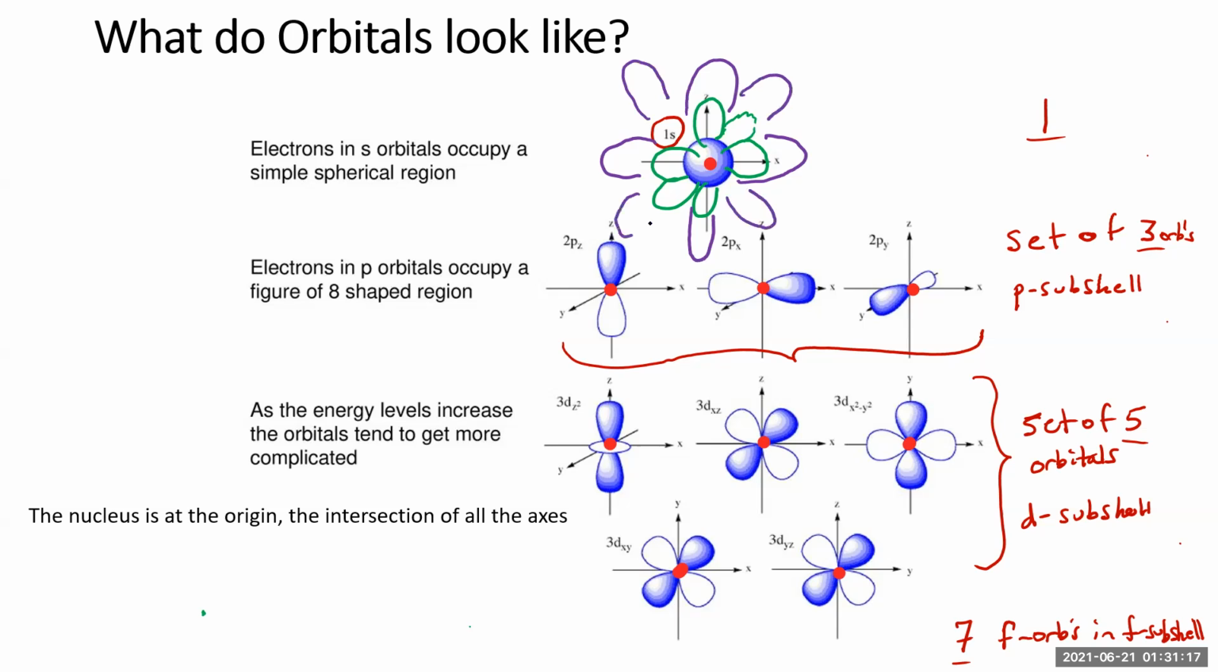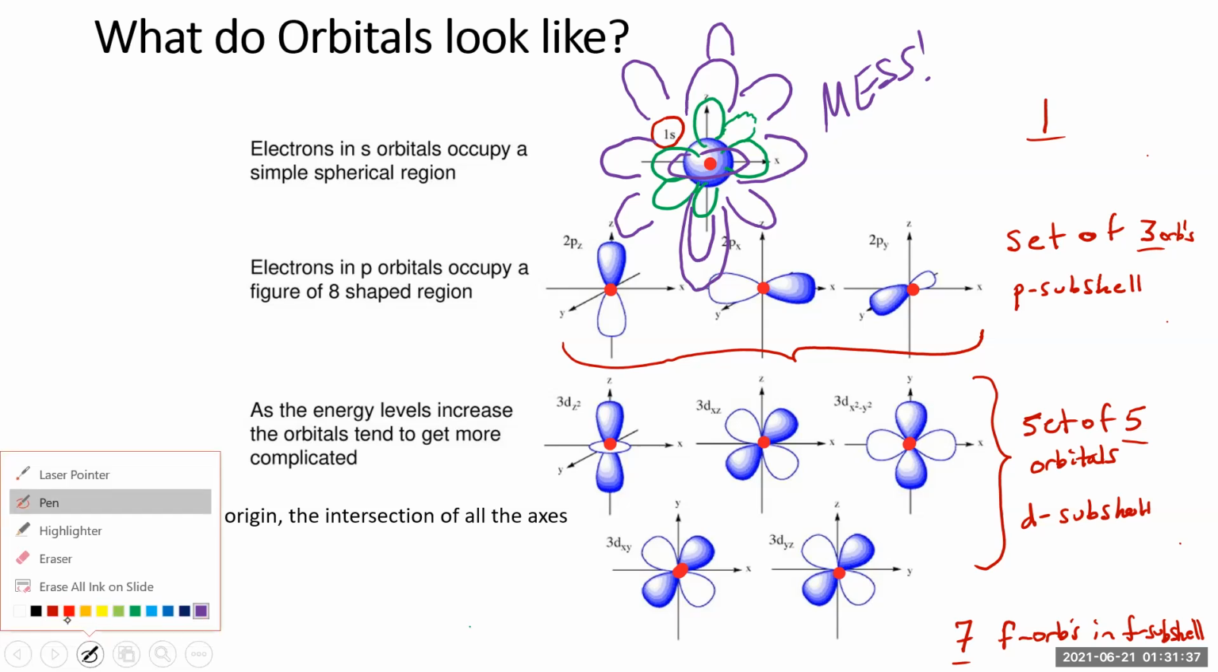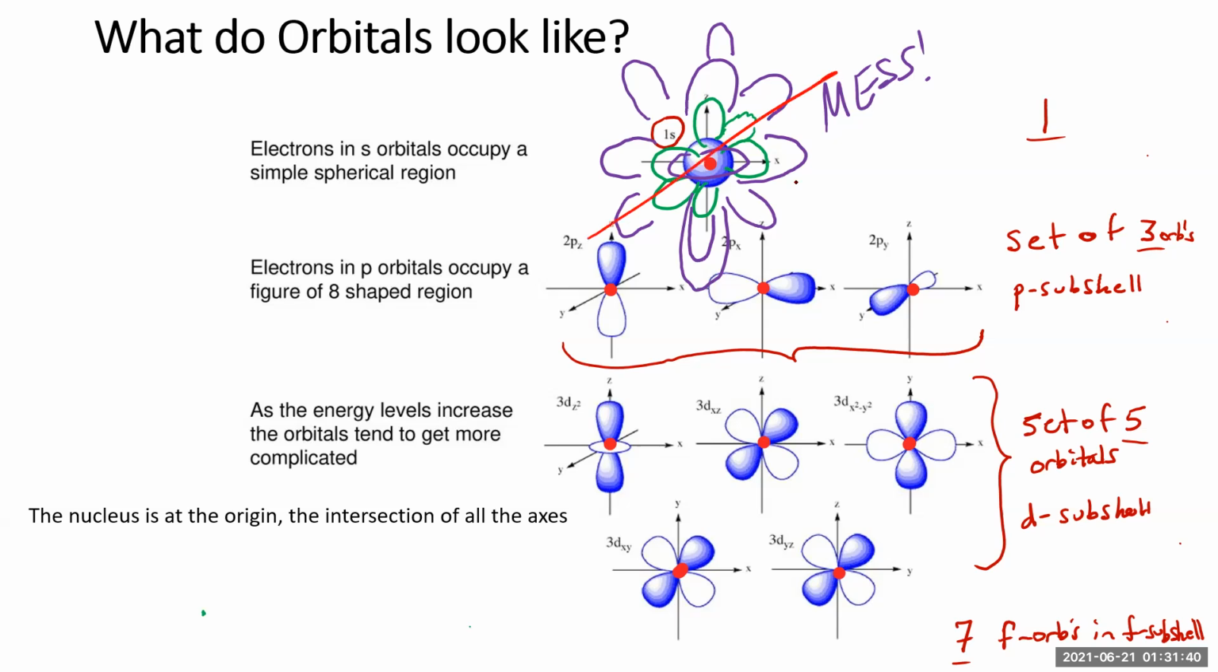So imagine trying to make sense of a diagram like this, where you have all these overlapping orbitals all centered around the same nucleus. It's a mess. So we don't draw this. We don't waste our time drawing the actual physical picture of the shapes of the orbitals because it would be incomprehensible to anybody. We don't draw that.